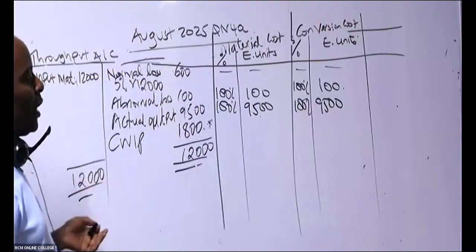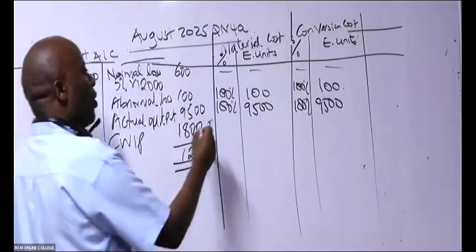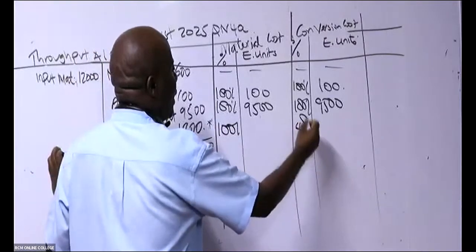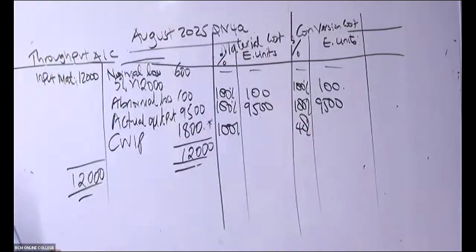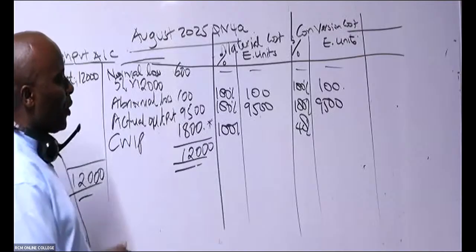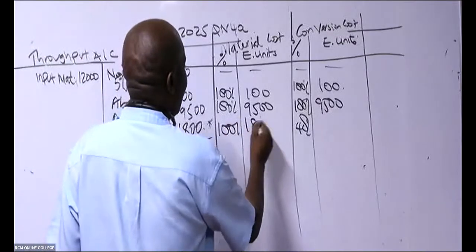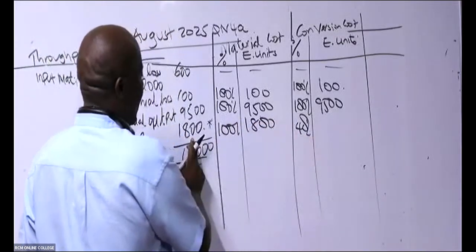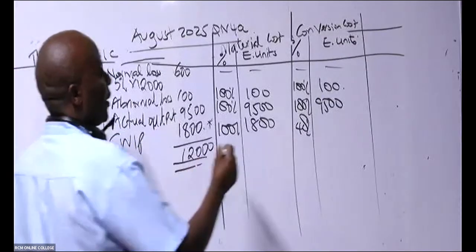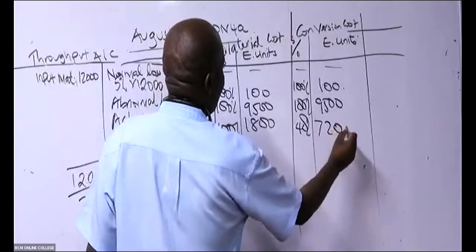Closing work in progress, they have told us it is 100% for materials, but conversion cost is 40%. So what is 100% of 1,800? 1,800. So this is 1,800. How about 40% of 1,800? 720, isn't it? 720. Thank you so much.